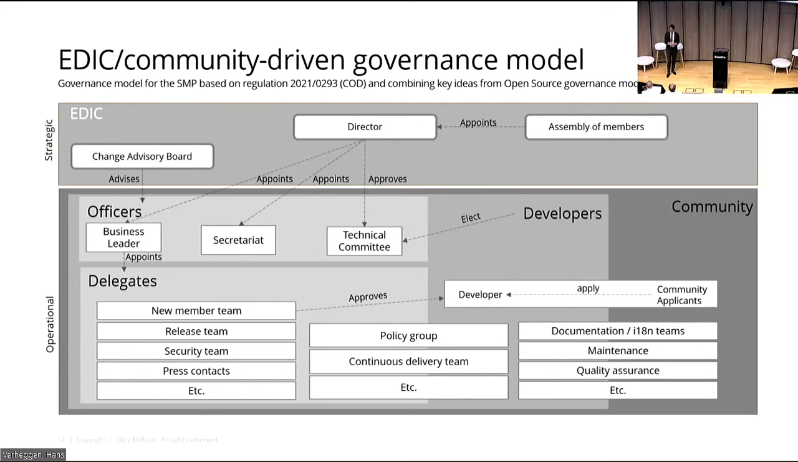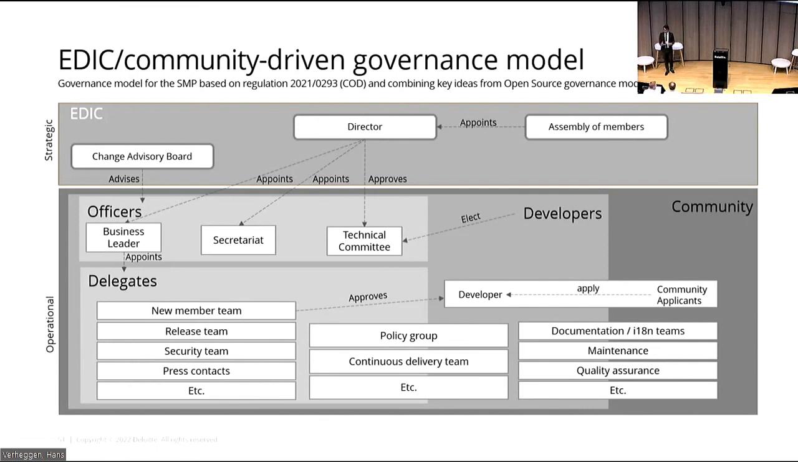Then we have the officers, which is more in an operational position. We have the business leader, which translates the strategic objectives to more operational activities. We have the secretariat, which performs the admin part of the Simpl, and we have the technical committee, which makes decisions for the Simpl application. Under it, we have delegates. The delegates have decision power to specific areas, as you can see, a release team, a security team, so they can take decisions there. Next to it, we have developers.